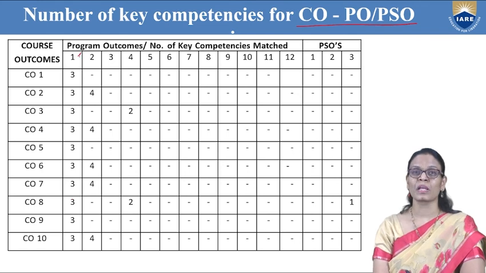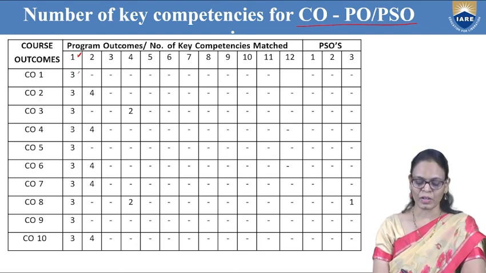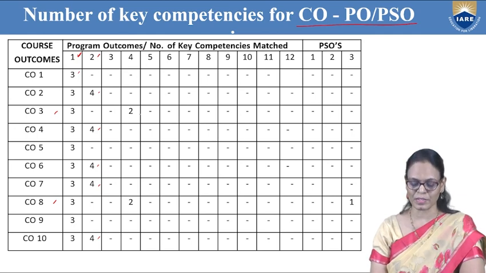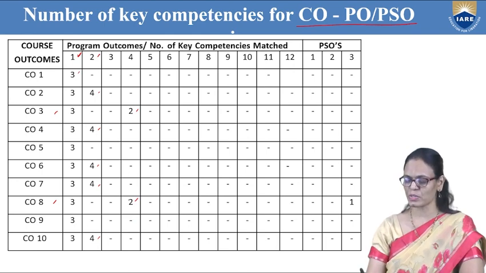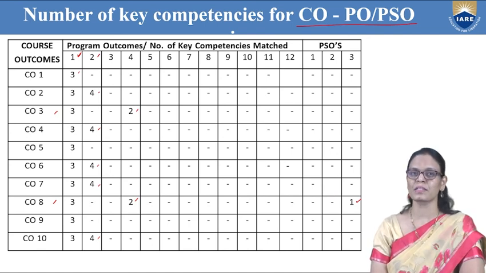The first program outcome is met with all the COs and the key competencies are 3. And in a few cases, CO2, CO4, CO6, CO7 and CO10 are meeting the second program outcome, that is problem solving. CO3 and CO8 meet the fourth program outcome, that is complex analysis of the problems and conducting investigations. And there is one PSO which is met with CO8. So we are trying to write all the key competencies of these COs with POs.